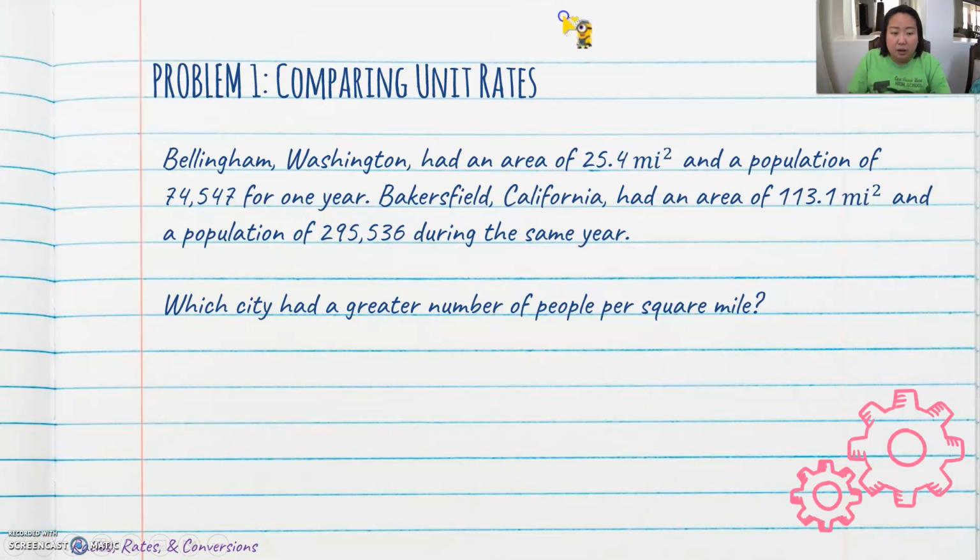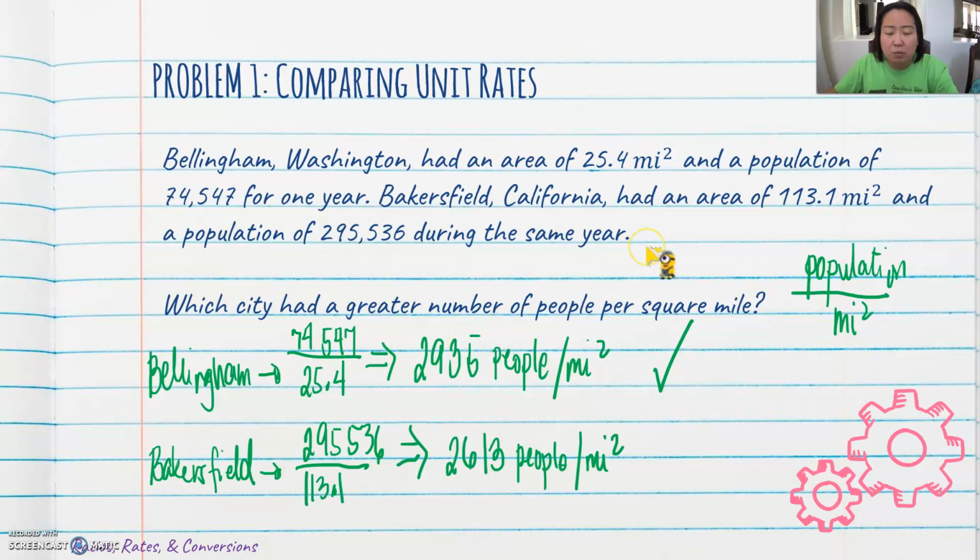So we have a second problem here, and I would like you to try out this one on your own. Go ahead. All right, so if you work this problem out, you will have to be comparing the population over the square miles, because we need to find which city had a greater number of people per square mile. So if you do your computation for both Bellingham and Bakersfield, you will see that Bellingham has more people per square mile at 2,935 people, while Bakersfield, California only has 2,613 people per square mile.